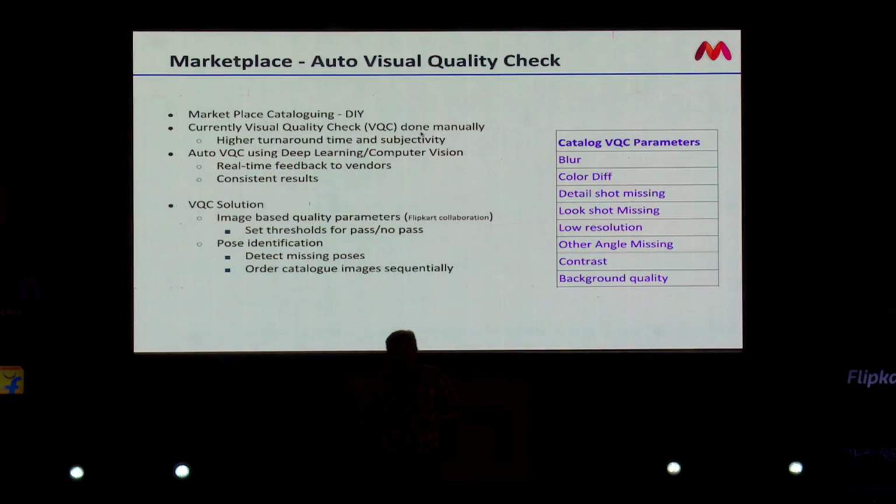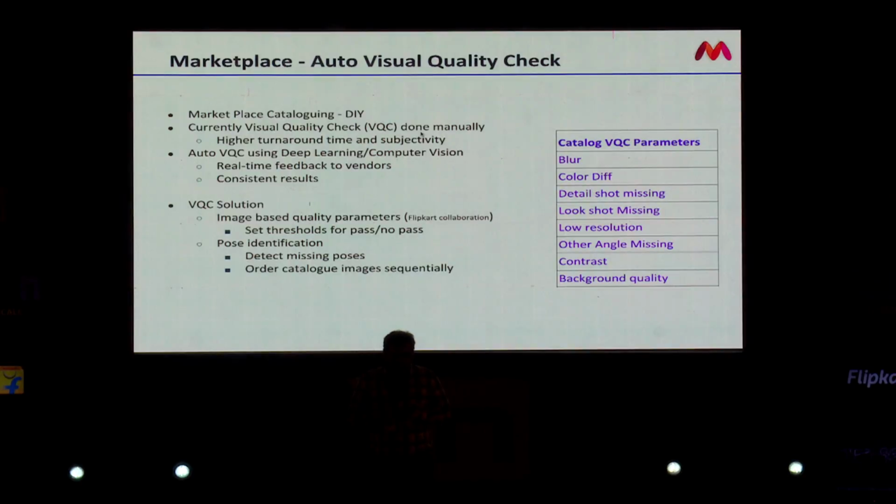And there are a couple of pose-related parameters that they also look for. For example, is there a detail shot missing? Is there a look shot missing? And are any of the left, right or back poses missing? And comments about the low resolution. So is the image of the given resolution? What is the size of the image, and so on? And is there a contrast between the background and the product? This is more to do with the background, and also how is the quality of the background. So these are some of the checks that we do.